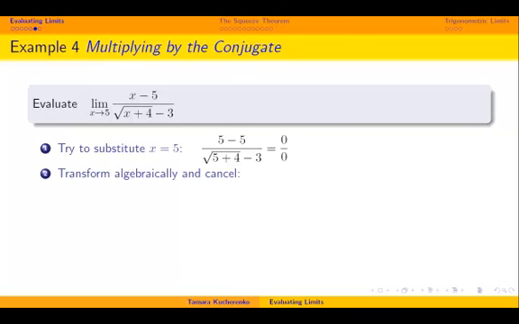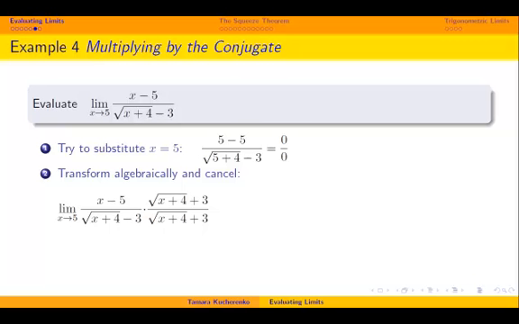We proceed to the second step, transform algebraically and cancel. Here the algebraic transformation consists of rationalizing the denominator. The conjugate of square root of x + 4 minus 3 is square root of x + 4 plus 3. So we multiply the numerator and the denominator by square root of x + 4 plus 3.